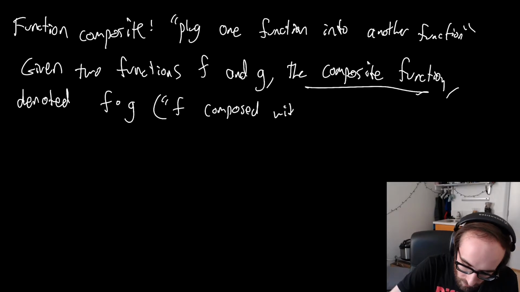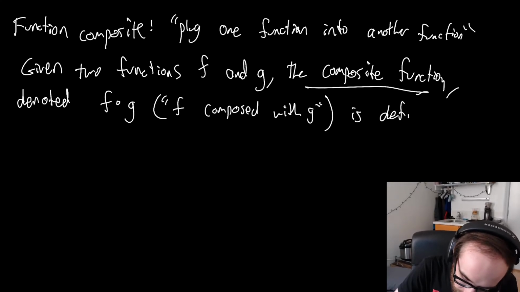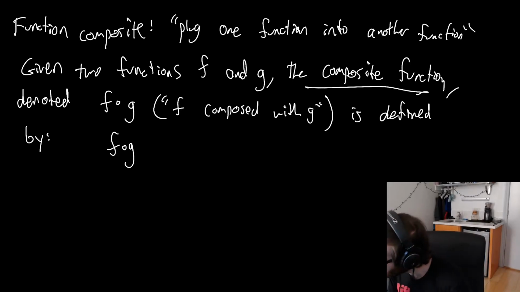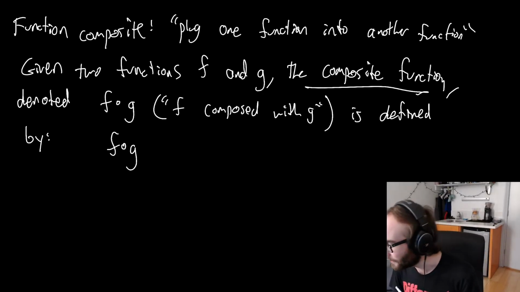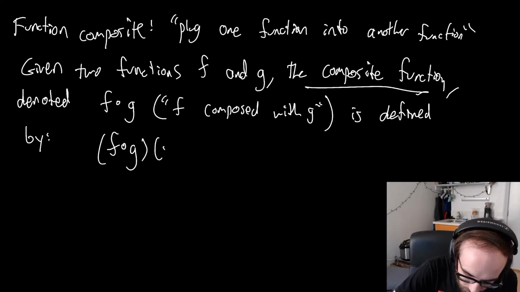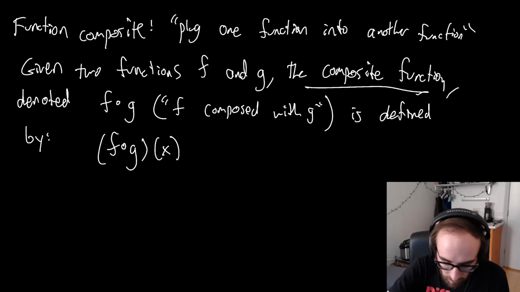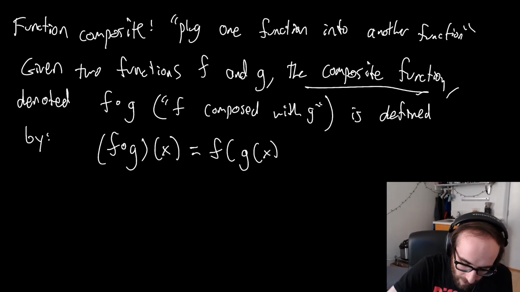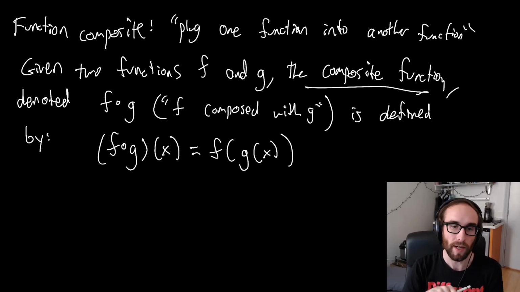F composed with g is defined by, so f composed with g of x, so not fog, just f composed with g of x. So notice we're putting f composed with g in that first part of the f of x notation where we put the letters. It is equal to f of g of x. So we're taking the second function and we're plugging it into the first function. So we're taking g of x, we're plugging it into f of x as the input.